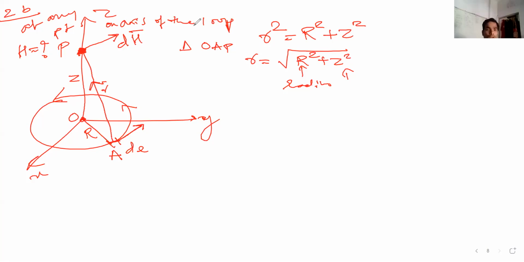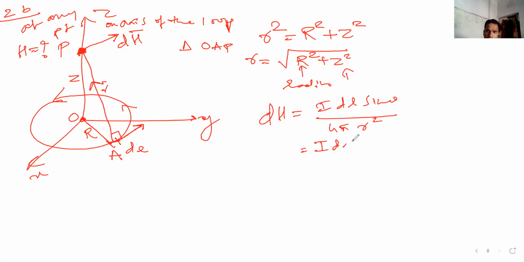Clear. Okay. So now we wish to find dH. The direction is in this direction. What is the magnitude? Let us first find the magnitude. We know dH from Biot-Savart's law: it is I dl sin theta upon 4 pi r square. Now what will be theta in this direction? We know r cap and I dl are perpendicular, so theta becomes 90, and sin 90 is 1. So it will be I dl upon 4 pi r square.